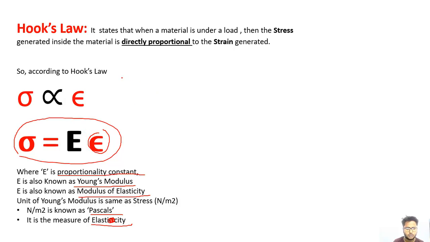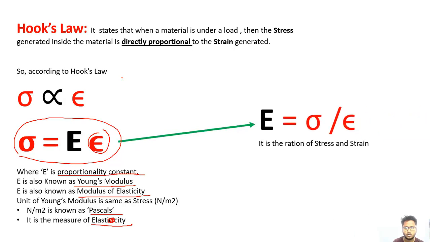But what is elasticity? We have already seen in the previous parts that if a material regains its shape and size, then it is known as more elastic. Or we can say if a material restricts its change in shape, or restricts the deformation of the material, that material is known as more elastic. So this relation can be written as Young's modulus equals stress upon strain. It is the ratio of stress and strain.